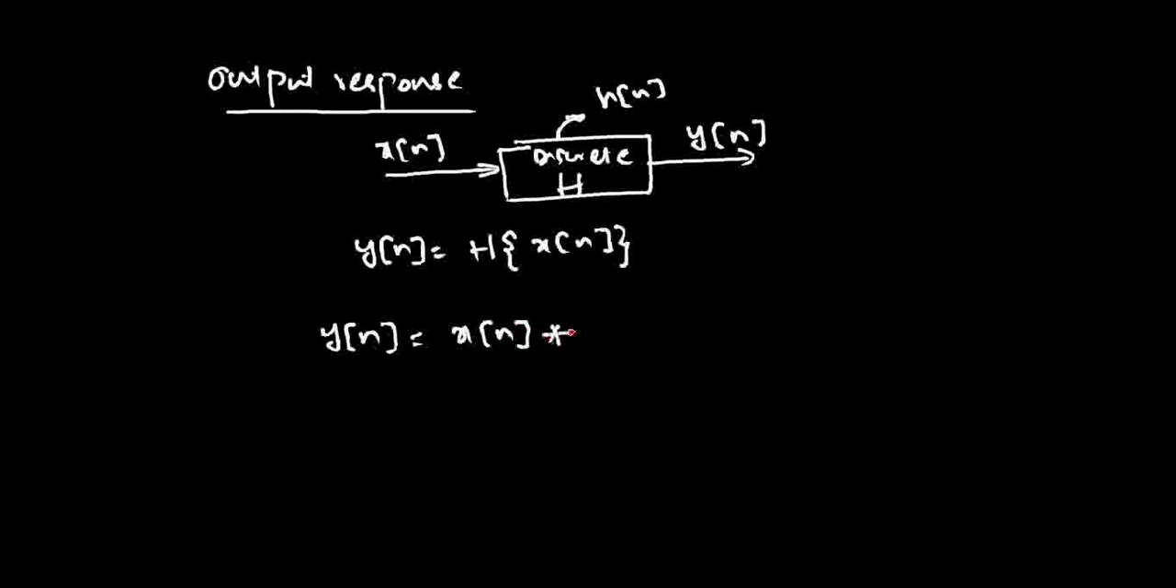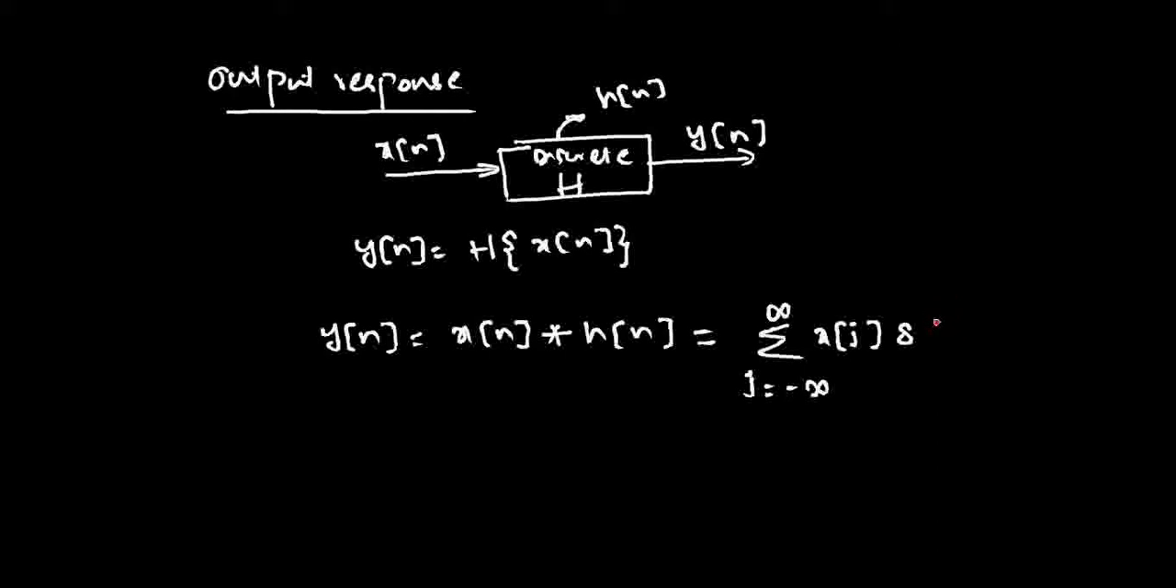y of n is x of n convolved with h of n. Very important. It is a convolution of the input signal with the impulse response of the system. So this can be mathematically calculated as sigma j equals minus infinity to plus infinity x of j delta of n minus j.